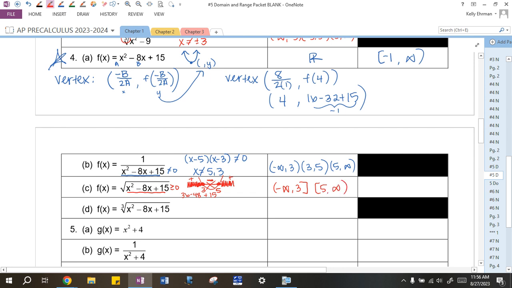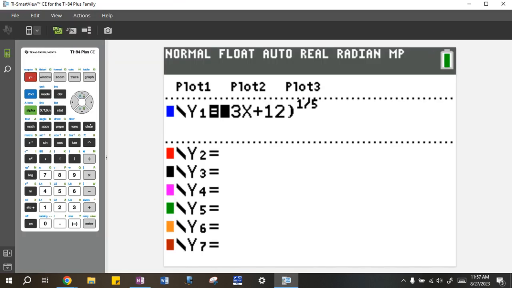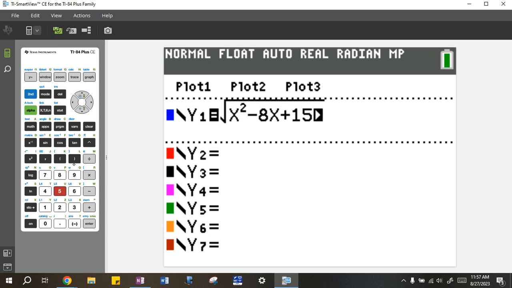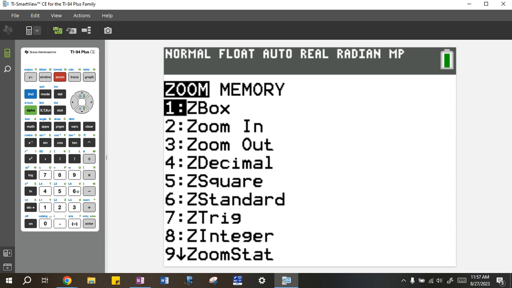Ooh, what about the range for this one? I didn't black this range out because, again, this is something that's going to be kind of cool. I want to show you this graph. Let's graph this thing, the square root of x squared minus 8x plus 15. Let's just graph. Zoom 6.